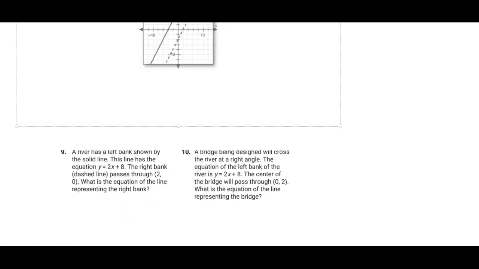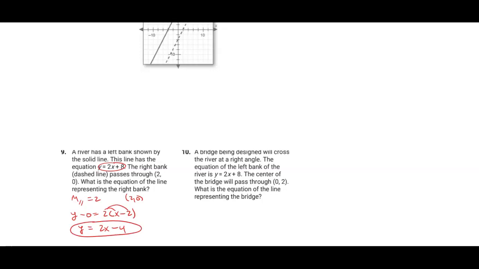So remember, the right bank is your dotted line. So what are these lines? These lines are going to be parallel. So if the slope of this line is 2, the slope of my parallel line is also going to be 2. If I pass through the ordered pair 2, 0, now I can plug this into point-slope form. So y minus 0 equals 2 times x minus 2. That would be the point-slope form. If I distribute, y minus 0 is just y, so 2 times x is 2x. 2 times -2 is minus 4. So this one ends up being a little easier. That's slope-intercept. This is point-slope.